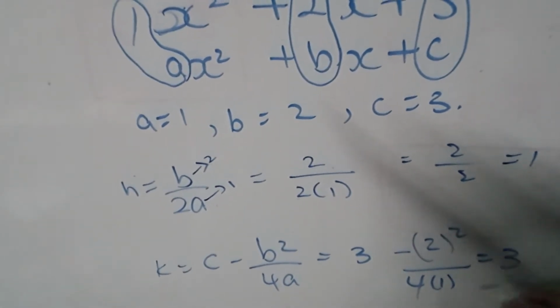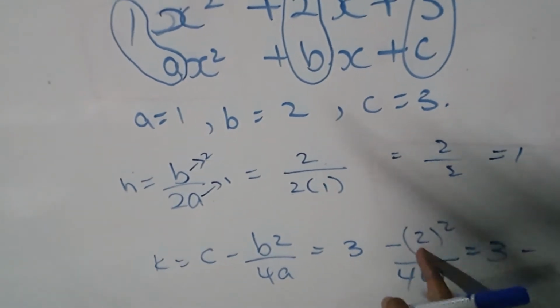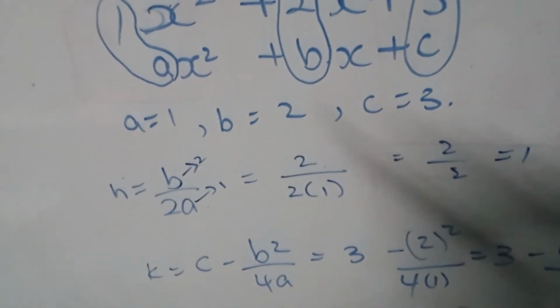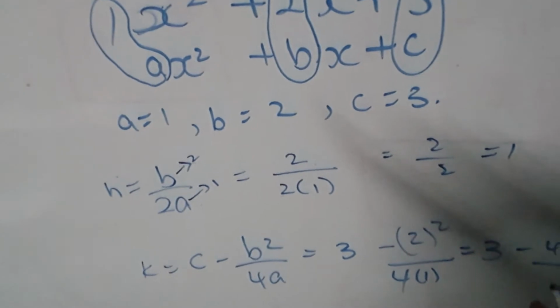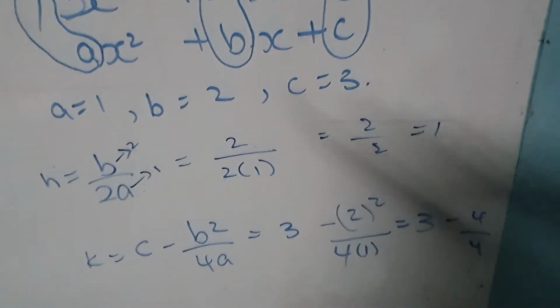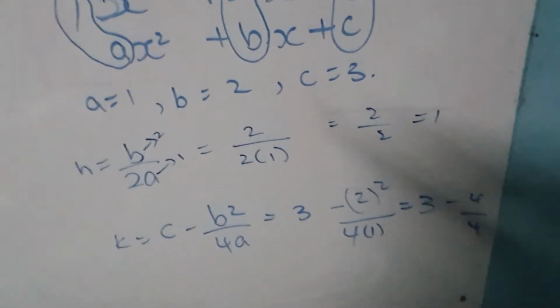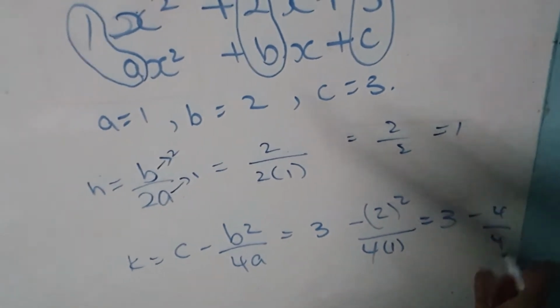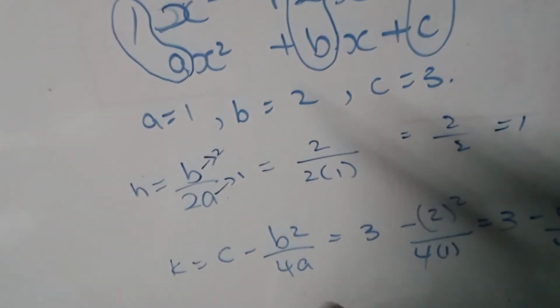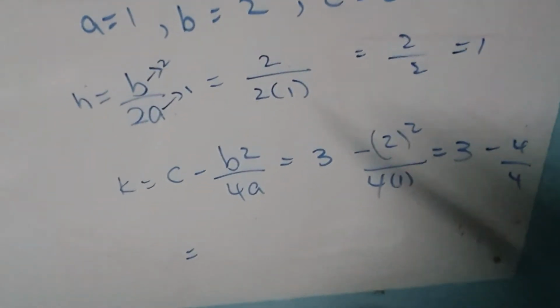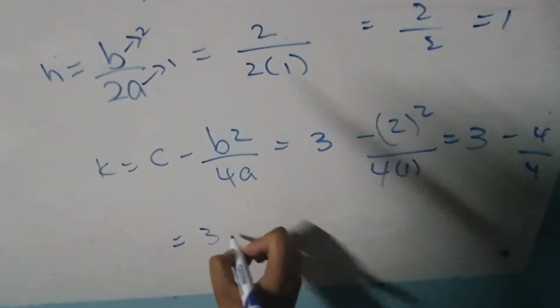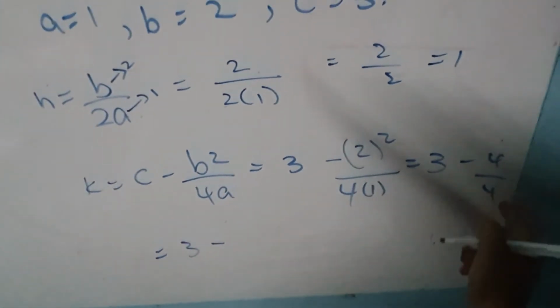That'll give me 3 take away 2 twos are 4, over 4 by 1 is 4. Right? 4 divided by 4 is 1, so I'm going to get 3 minus 1.